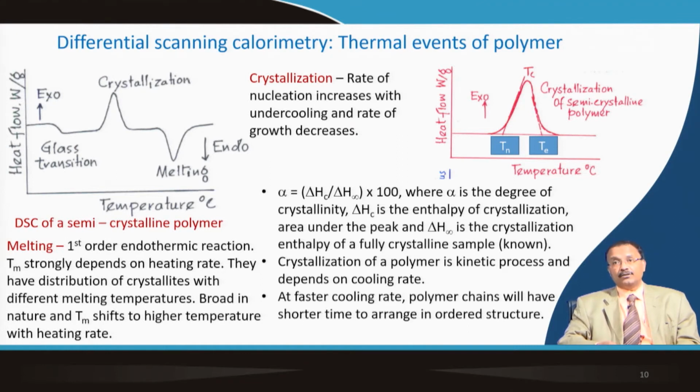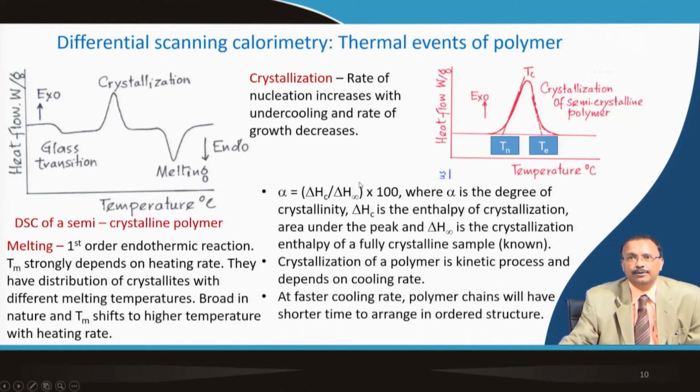And crystallization of a polymer is a kinetic process, and certainly it will depend on the cooling rate. With a faster cooling rate, usually the polymer chain will have shorter time to arrange in an ordered structure, so it will be amorphous in nature. So, typically from the exothermic peak corresponding to this crystallization, this onset temperature is the nucleation temperature, and if you have a tangent here, this is your end temperature.